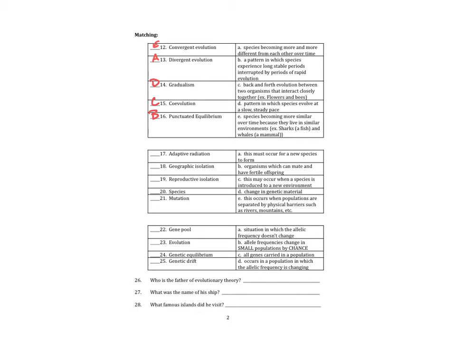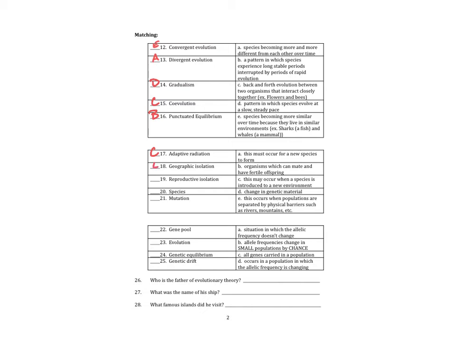Number 17 is adaptive radiation. So you should have found that that's letter C. This is when a species is introduced to a new environment, and then many different offshoots of that species develop. So adaptive radiation can be a part of the divergent evolution process. It's when you start with one species and it has several different lineages that evolve into different species that fill different environmental niches.